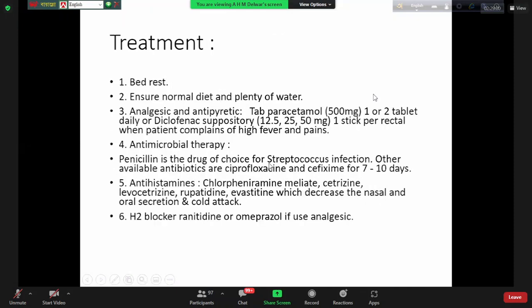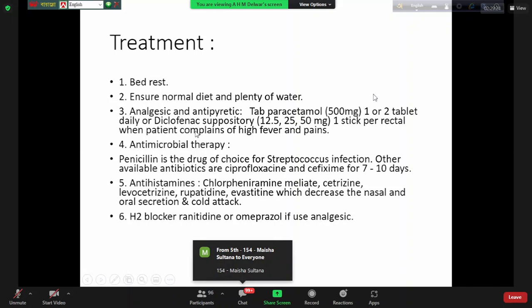Treatment. It is important. Bed rest, ensure normal diet and plenty of water. The patient has a high temperature and may suffer from dehydration, so plenty of water should be taken, along with a normal diet. Analgesic, antipyretic.